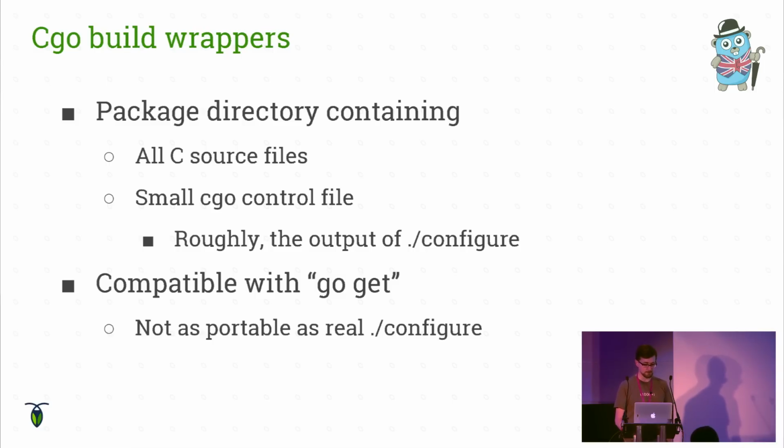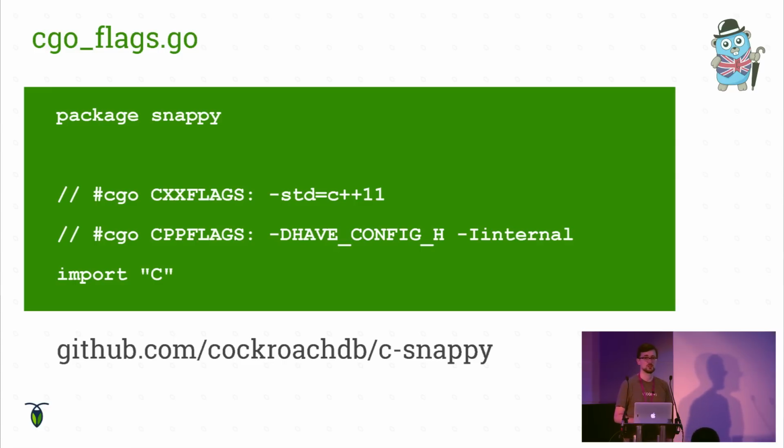This is an example of one of these files. This is for our Snappy package, which is the simplest of the ones we have to deal with. It's the only one that's small enough to be legible on a slide. So as you can see, this is the entire file. It's just a package declaration, an import, and then the Cgo flags.